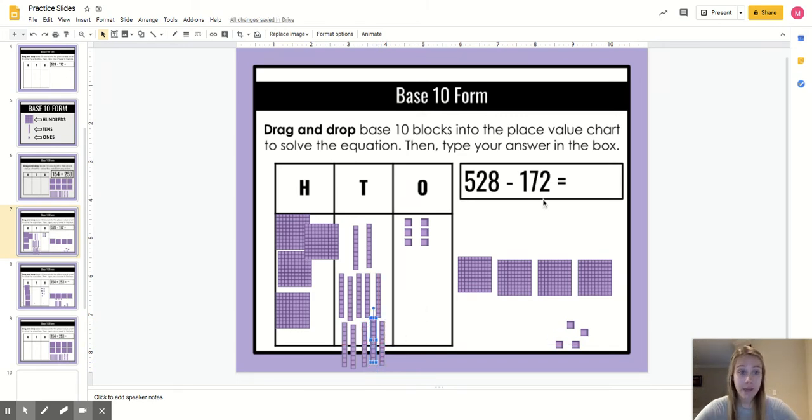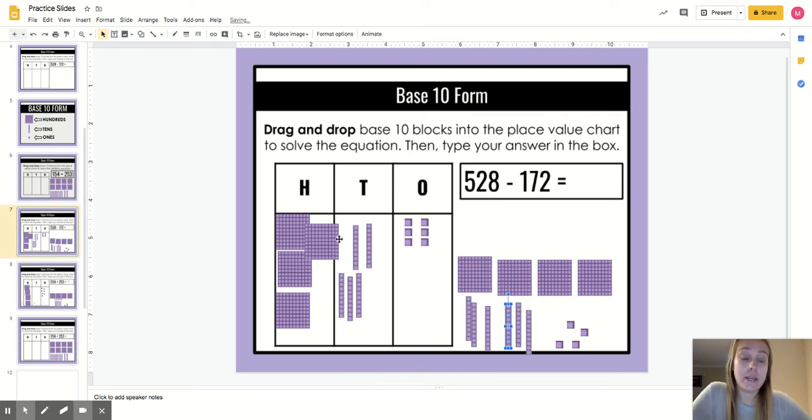And I can take away my 7 tens. So let's now take 7 away. 1, 2, 3, 4, 5, 6, 7. All right, now I can take away 1 more 100 because I have a 1 in the hundreds place. I'm just going to drag it over here. And here is my final answer.